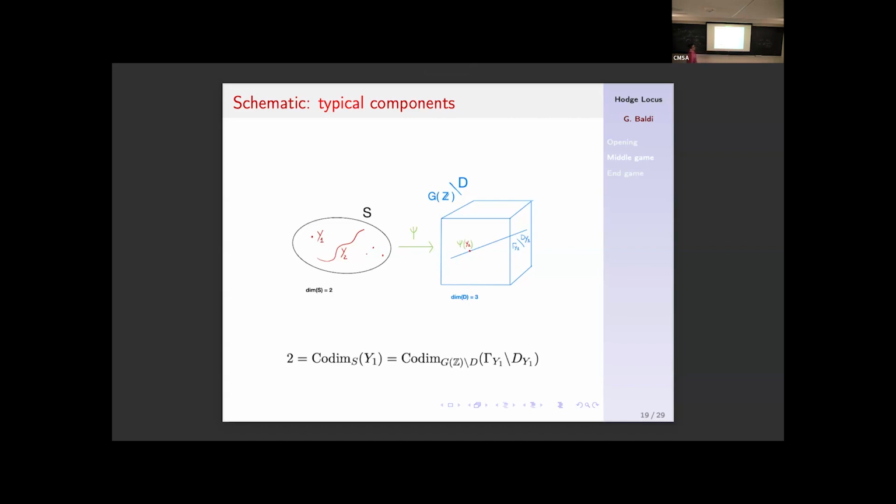And this is a typical intersection, right? Because I'm intersecting a surface and a line in a threefold, and I get a point. So the codimension of Y1 in S is 2, and the codimension of this line in this period domain is also 2. So according to the previous definition, this is a typical intersection.